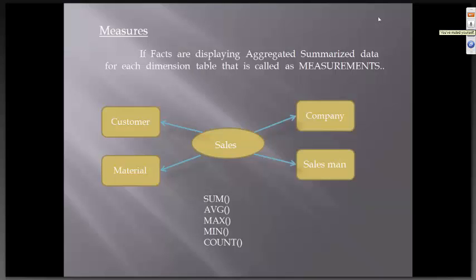For example, one product cost is $10. What is the cost of 10 products? That means 10 into 10, $100, right? Here we are applying the calculation, 10 multiplied with 10. Are you getting my point?